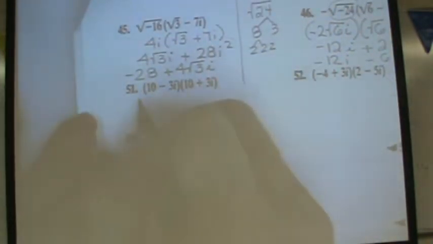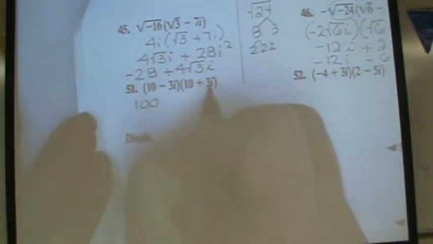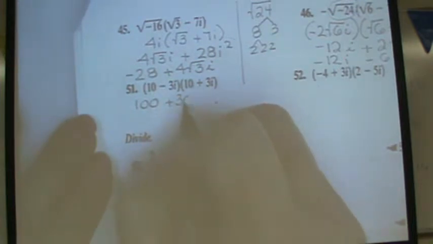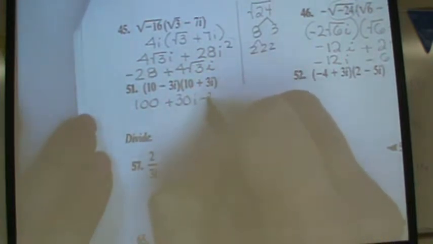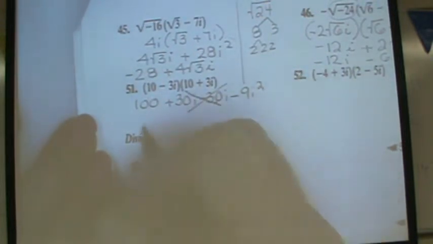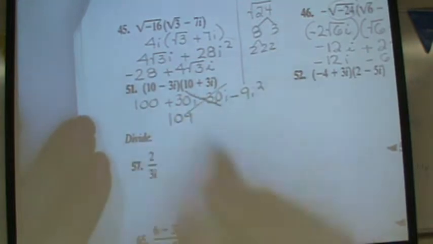FOIL, 10 times 10 is 100. 10 times 3i is 30i. Oh, and we're minusing 30i, so those are going to cancel. And then minus 9i squared. Those cancel, this is going to be plus 9, so it's 109.